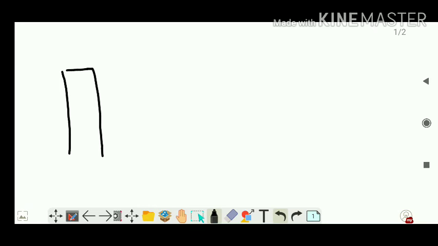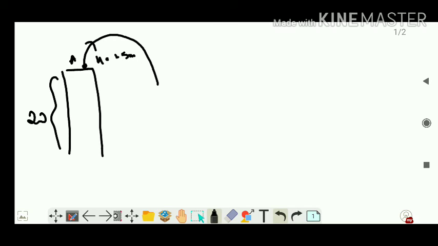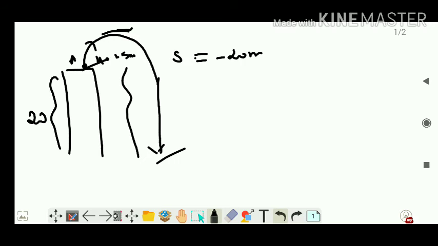Okay, so this is our 20 meter height tower. Let's say this is the initial position A. From here we have thrown the ball upwards with velocity U plus 5 meter per second, it reaches maximum height, then reaches the ground, right? So what is the displacement of the ball? S is equal to minus 20 meter, right? Initial and final position are these. So this is the displacement of the ball or the stone, minus 20 meter.